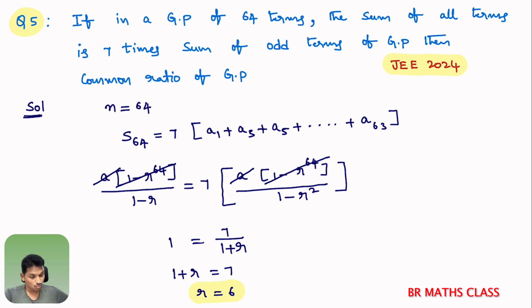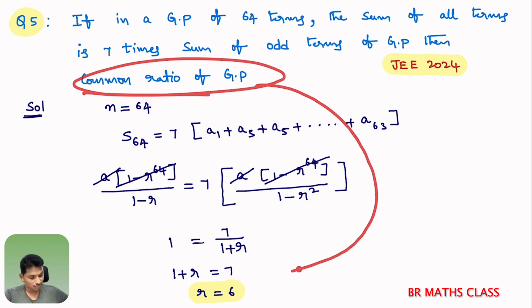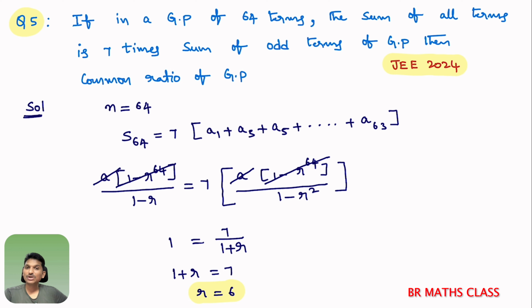In this question, what are they asking? They are asking us to find the common ratio of the geometric progression. We got that R value. I hope you understand this class.